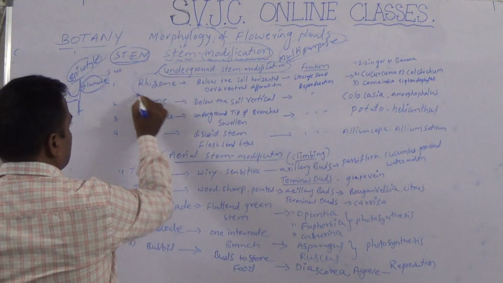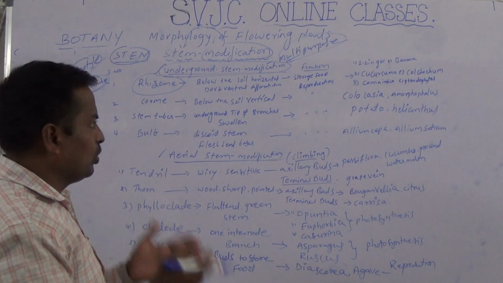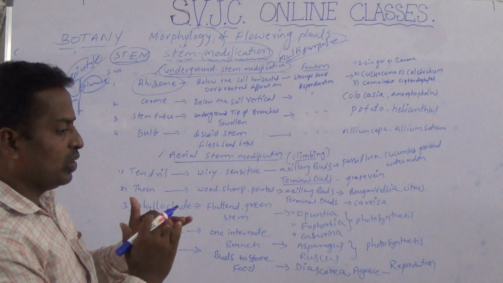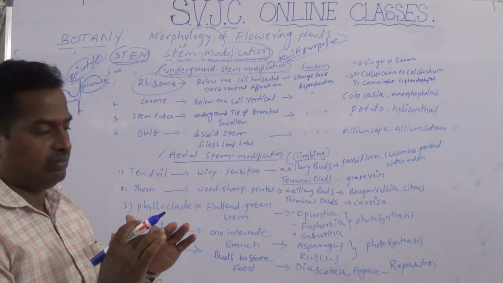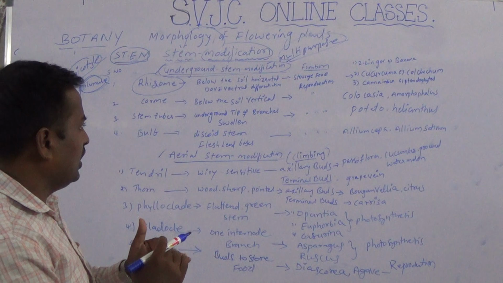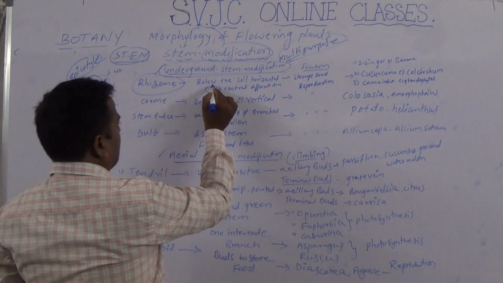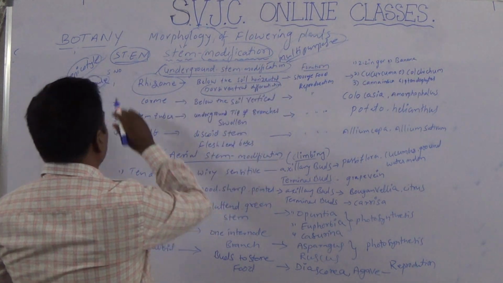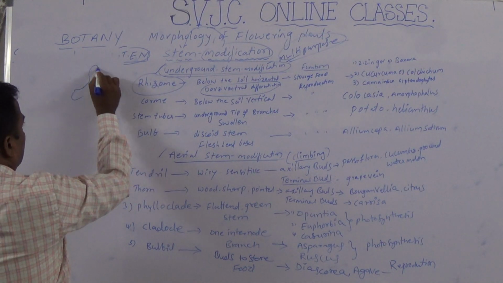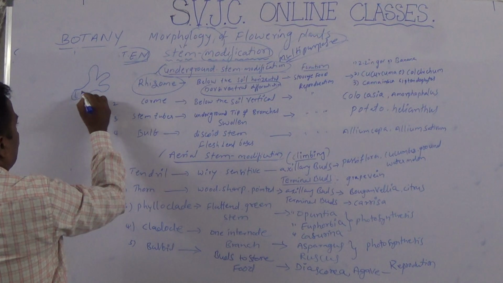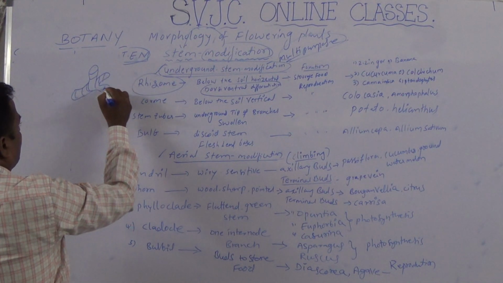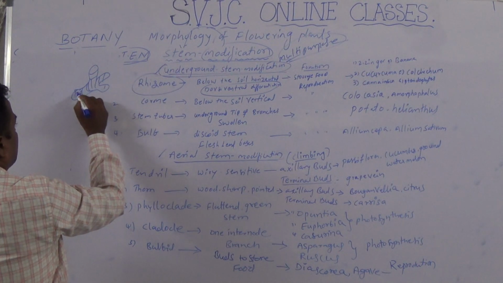The first one is rhizome. It grows horizontally below the soil at a particular depth. Rhizome is an underground stem modification. It has clearly differentiated dorsal and ventral sides. This is the rhizome. It has nodes and internodes, and is covered by scaly leaves.